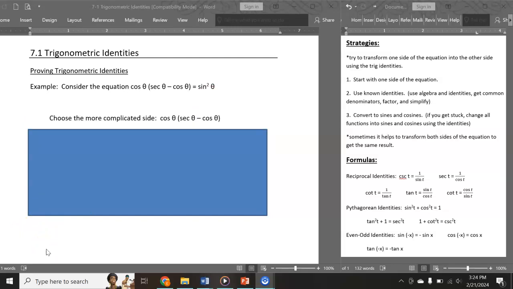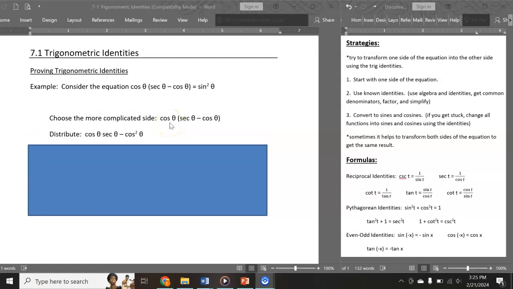I decided that the more complicated side is the side that says cosine theta multiplied by secant theta minus cosine, so this side. Now there are lots of different ways you can do this next part. So if you didn't do what I'm doing, that's okay. I decided to simplify this by distributing. I distributed cosine into the parentheses, and I got cosine theta times secant theta minus cosine squared theta.